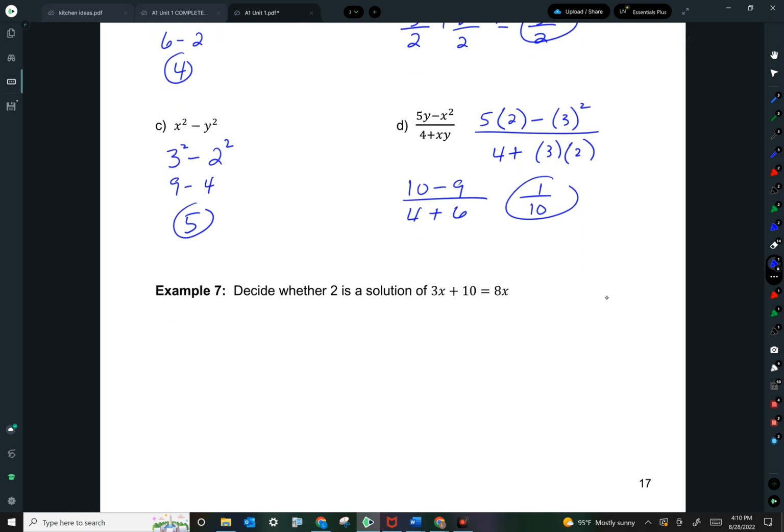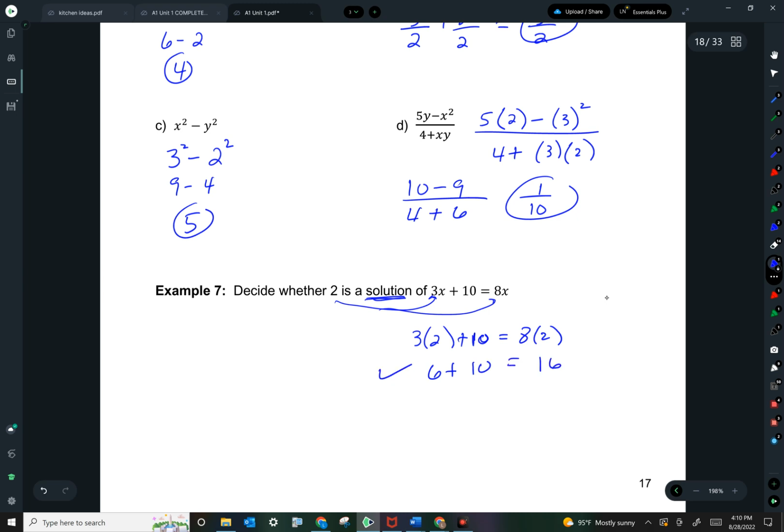Okay, a number is a solution if you end up with a true statement. So if I put 2 in for x, or where I see an x, will I get a true statement? So in other words, is 3 times 2 plus 10 going to be equivalent to 8 times 2? Well, is 6 plus 10 equivalent to 16? Yes.